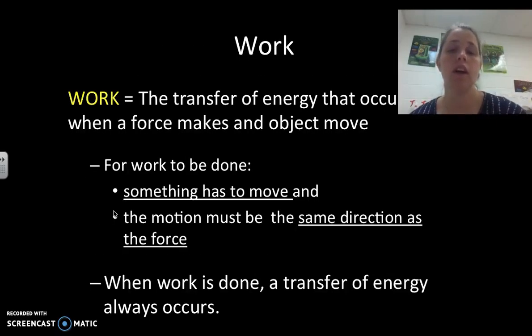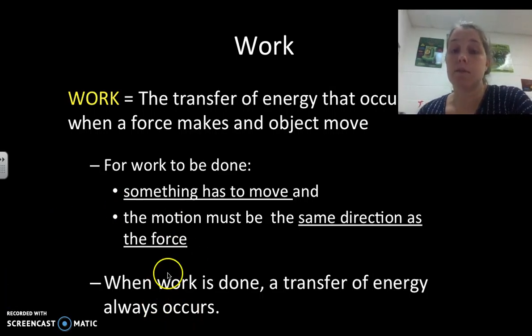Work is the transfer of energy that occurs when a force makes an object move. Anytime a force actually makes an object move, work has been done because energy has been transferred from the force to the object to make it move. For work to be done, something has to move. That is definitely a requirement.